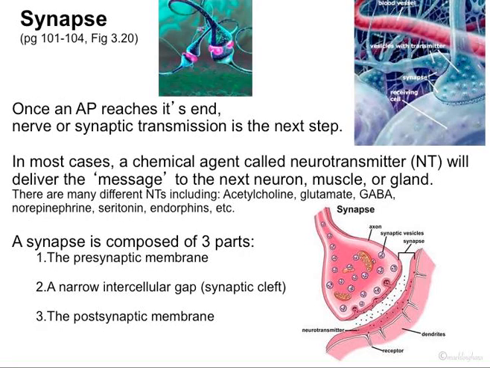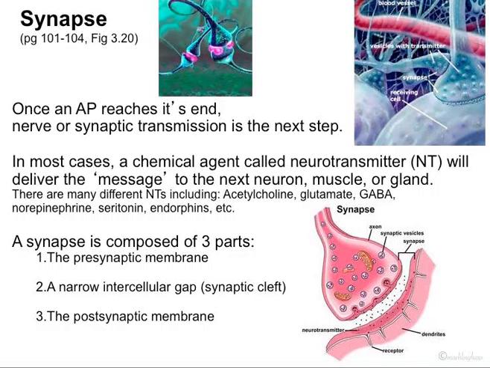Good, that brings us to the neuron-to-neuron or neuron-to-muscle or neuron-to-gland connection, the synapse. So once we have an action potential going down an axon and it reaches its end, we have to communicate to the next party what to do. And we do that via a synapse transmission to the next neuron, or the recipient, basically.